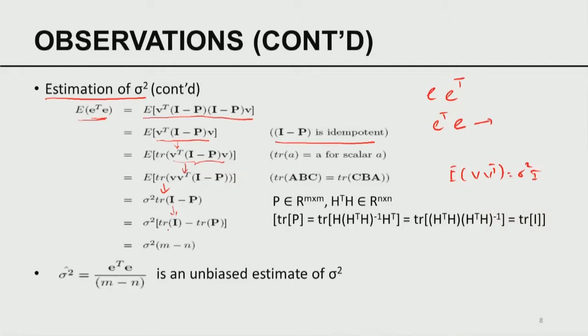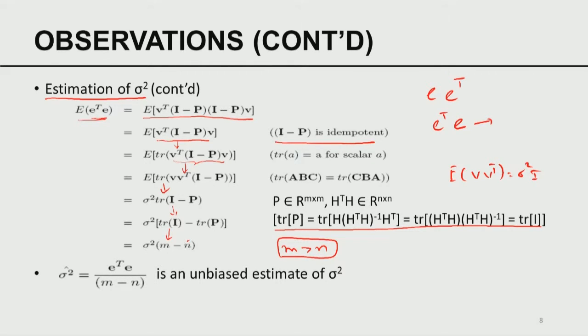Trace of I is M, because I am concerned with the M by M matrix. Trace of P, the trace of the projection matrix, is N. That is proved in here. I have attached the proof for every one of these things. Therefore, the expected value of the sum of squared errors is sigma square times M minus N. I am concerned with an overdetermined system where M is greater than N. That is an underlying assumption we have made all through.